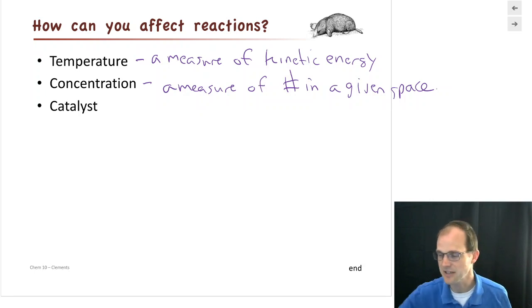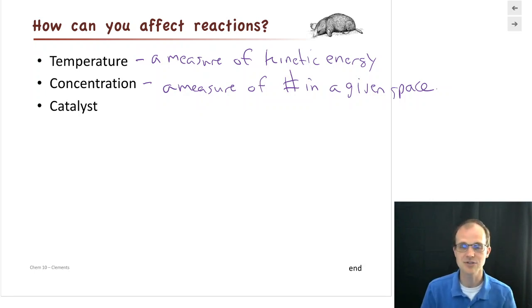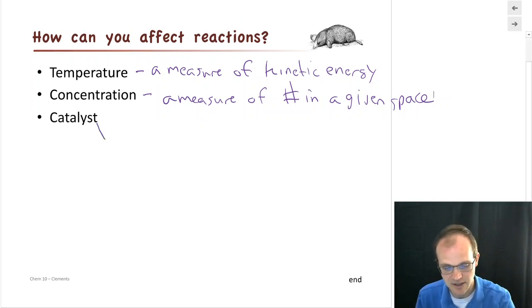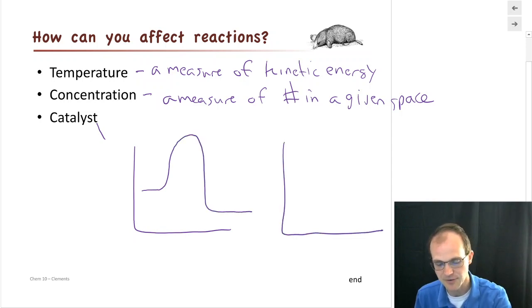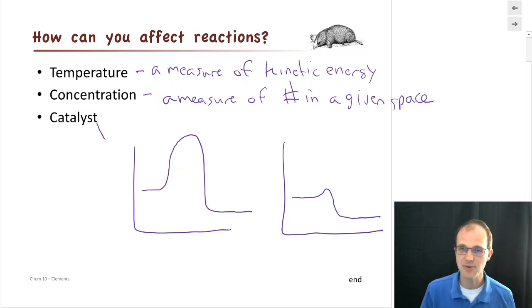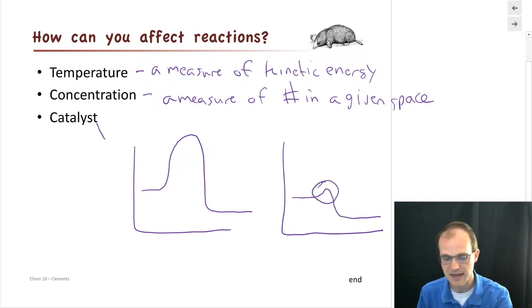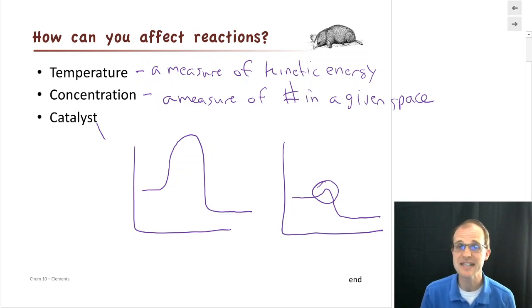It doesn't actually change anything about the reaction. You still have the same reactants and you have the same products. You get to the same spot, but it takes a different route that has a lower activation energy. So a catalyst, instead of taking the route that looks like that, it'll find a different route that looks like that. Same reactants, same products, but a much smaller activation energy that makes it easy for it to get over.